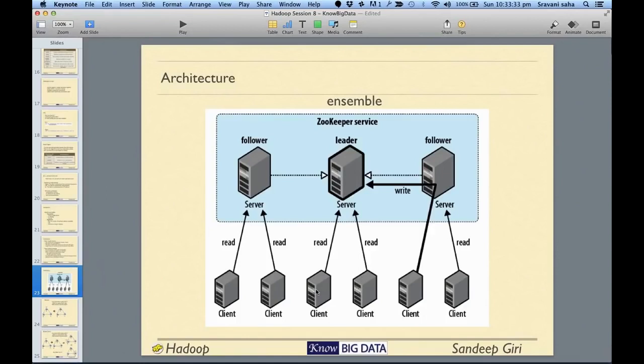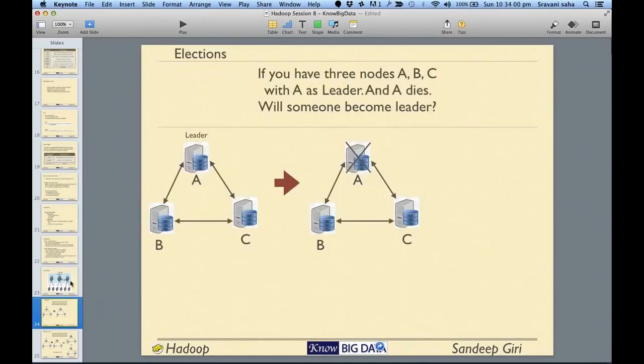This leader will respond to the writes, while it can also respond to the reads. But generally the leader will be used for the writes. So if the client comes in and tries to talk to a follower to write the data, the follower will redirect the request to the leader.